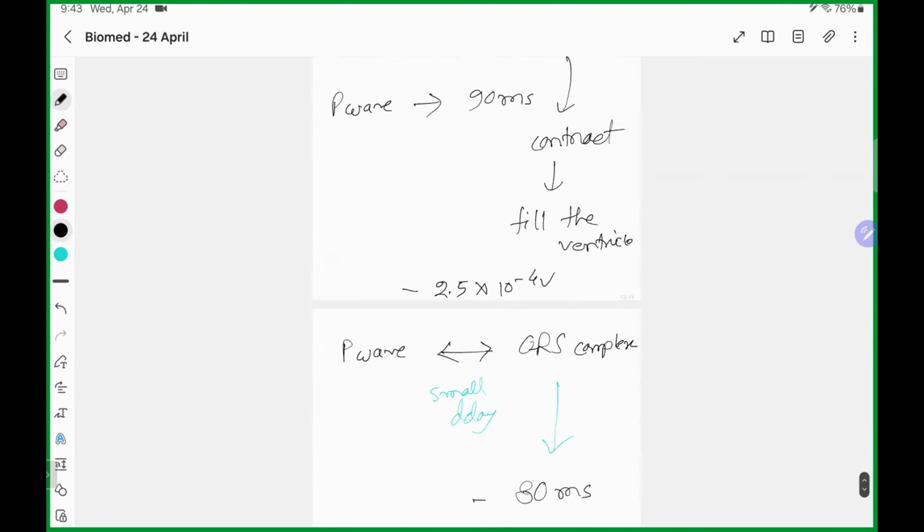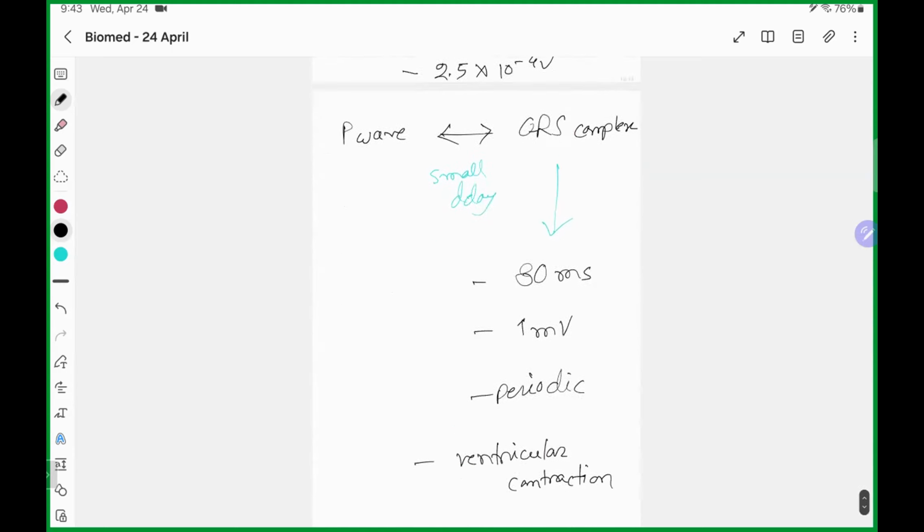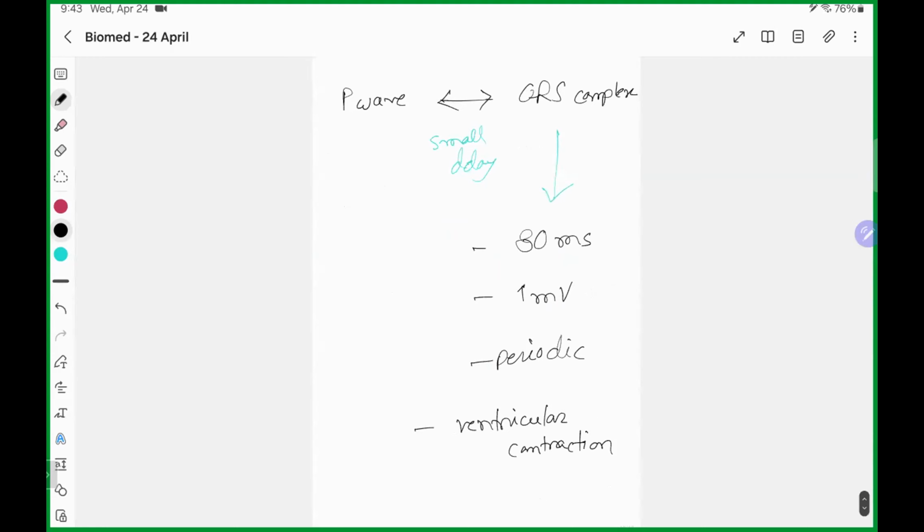So from the atrium, you have the P wave. The atrium contracts, blood flows to the right ventricle. The right ventricle will contract and the blood will flow to the lungs. And at that time you have this QRS complex. Okay.